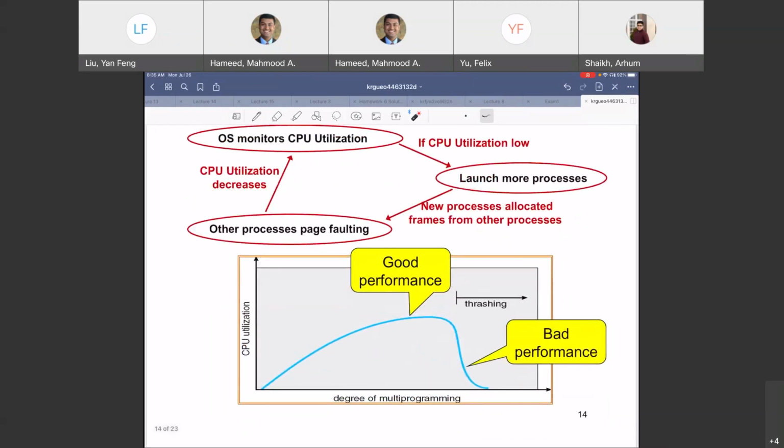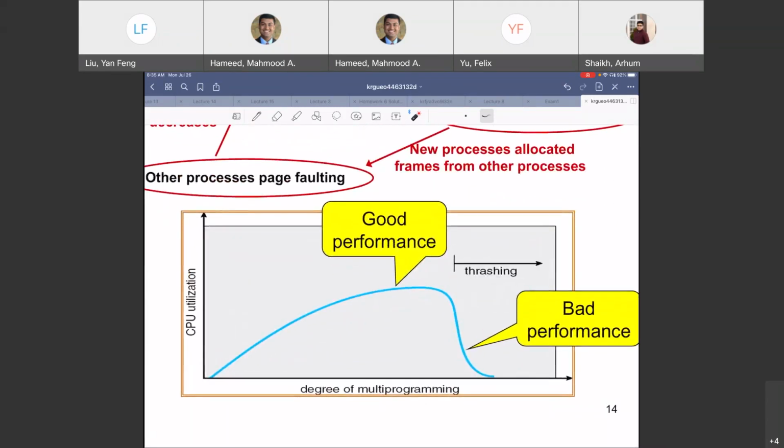So we are going to need to find a way to allocate frames that breaks that cycle, some strategy, some policy that breaks that cycle. So let's take a look at a graph here. On the x-axis, it has degree of multiprogramming, which essentially means how many processes you are working on. And the y-axis is CPU utilization.